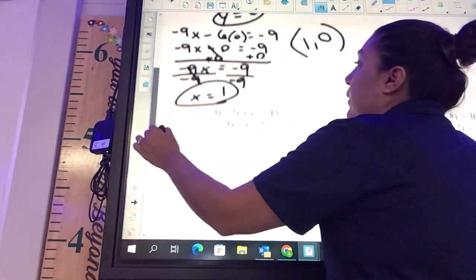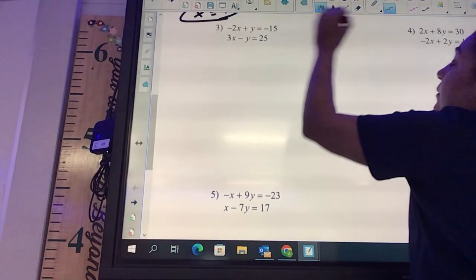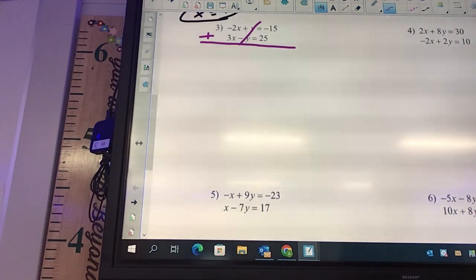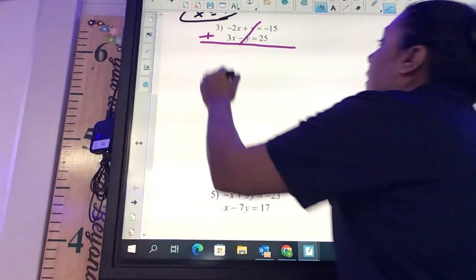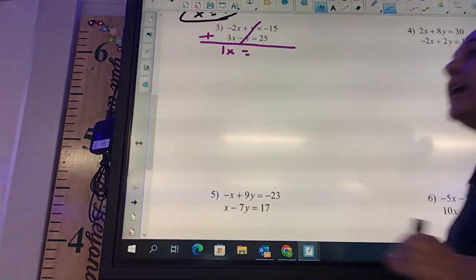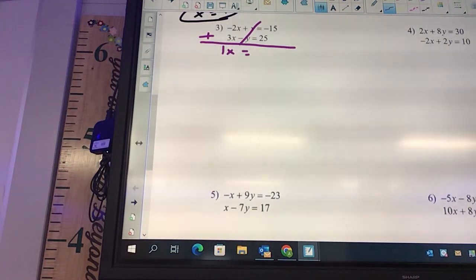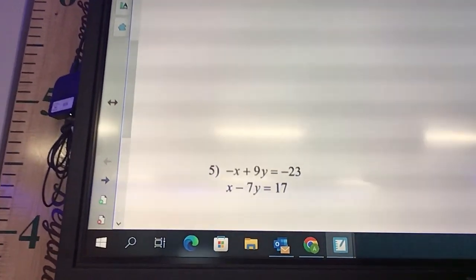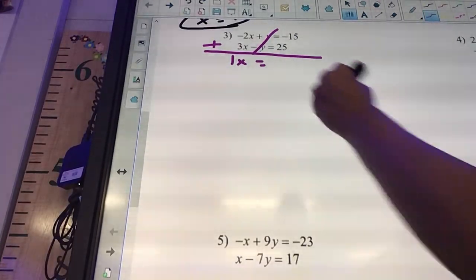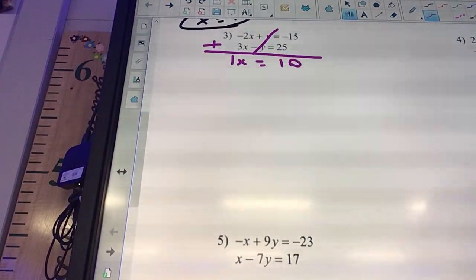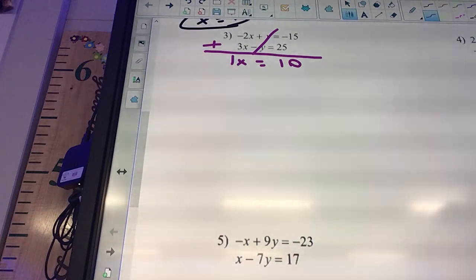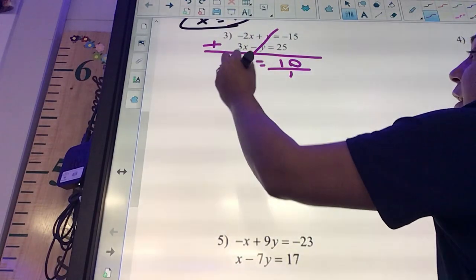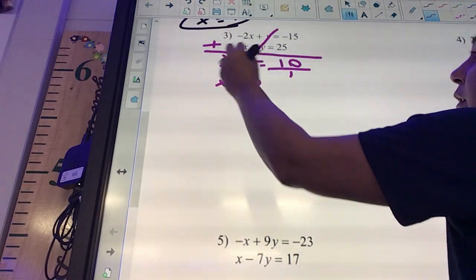Number 3. What can we cancel? The y's. Okay. Okay, so negative 2 plus 3. It's going to be 1x equals negative 15 plus 25. Huh? 10, good. We got 10. Okay, and then what? Divide by 1. What is 10 divided by 1? 10. Good.